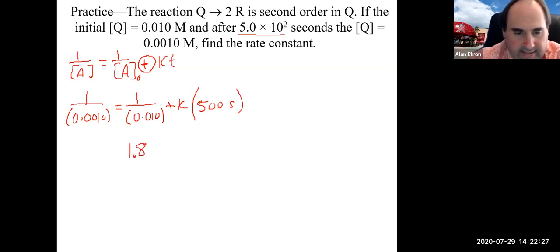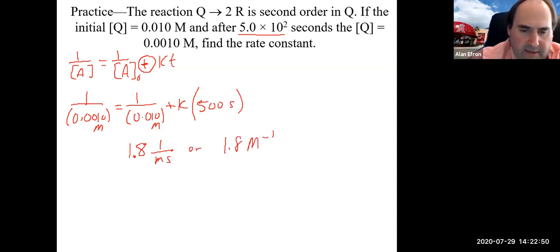And we will end up with 1.8 as our value. Now, unit-wise, let's talk about units. I didn't really put it here, but this is molarity. So when we subtract this to the other side, it's 1 over molarity. We also are dividing by seconds. So you get 1 over molar seconds, or 1.8 M to the minus 1, s to the minus 1.